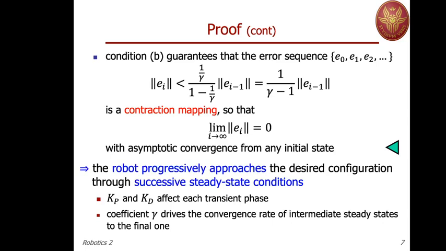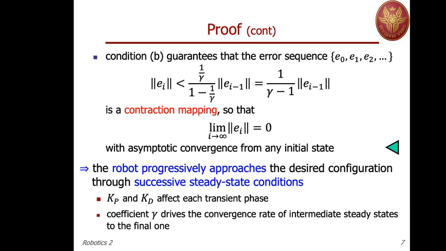So if you look at the overall behavior, the robot will move from one steady state to the next steady state, and at every new steady state it will update the feed-forward term. Now there are three gains involved in this very simple iterative scheme: the Kp, the Kd, and the gamma.